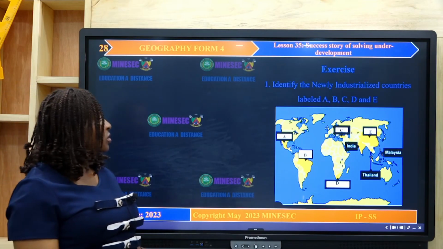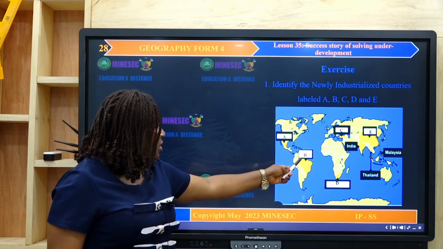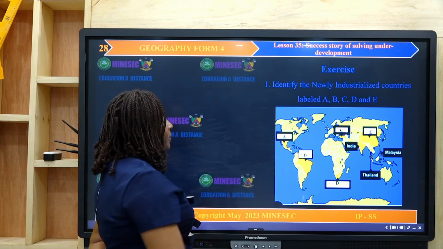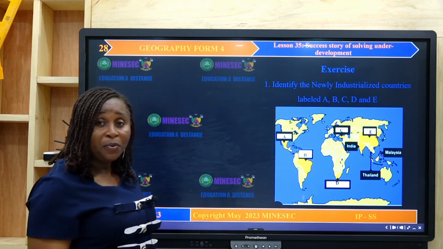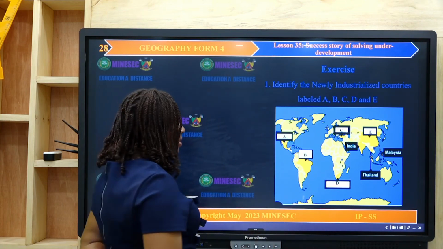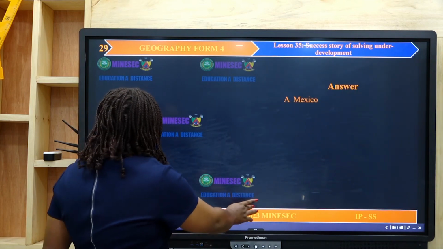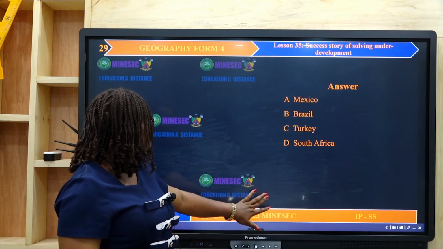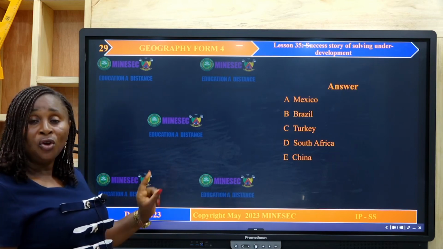Now let us answer some of these questions, refresh our memories. Identify the newly industrialized countries labeled A, B, C, D, and E. Which country is labeled A? It's Mexico. Which country is labeled B? It's Brazil. C, Turkey. D is South Africa, and E is China. Let us confirm our answer. A is Mexico, B is Brazil, C is Turkey, D is South Africa, and E is China. Note their locations. Note where they are found.